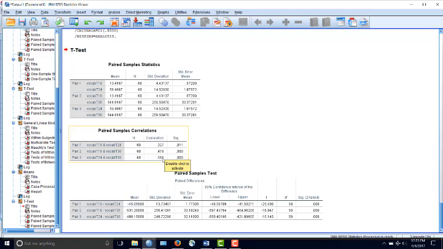So we probably wouldn't want to say that this correlation is much larger, but we could say that this is a large effect and this is a medium effect, or a medium small effect.